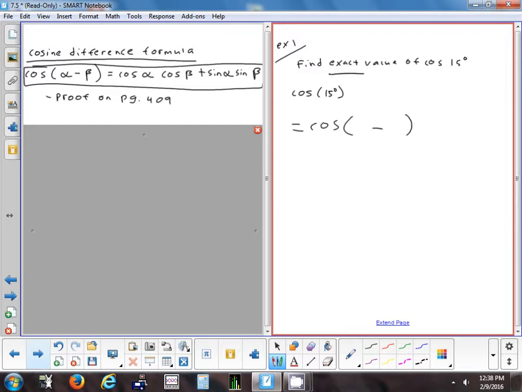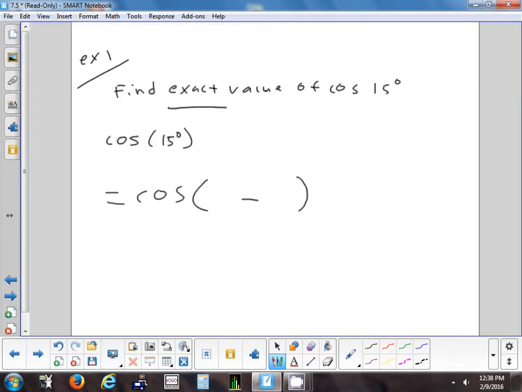All right, so anybody think of a way you can write 15 with subtraction using numbers that are multiples of 30 and 45? Don't think too hard about the multiples. This one's pretty straightforward. 45, yeah. You can write 15 as 45 minus 30. And the reason we pick 45s and 30s is because those angles we've worked with before.